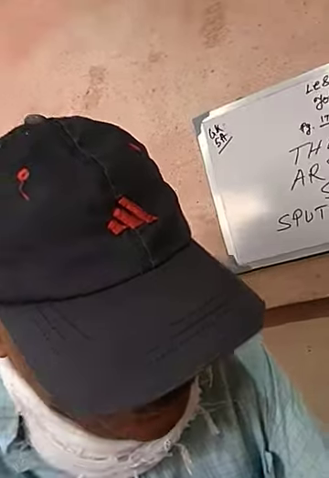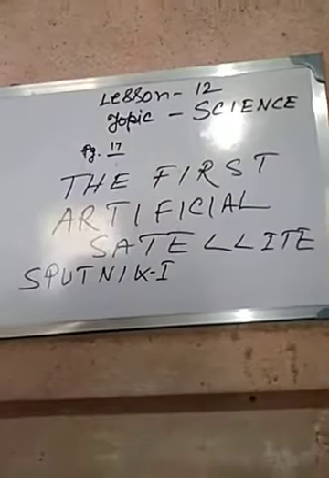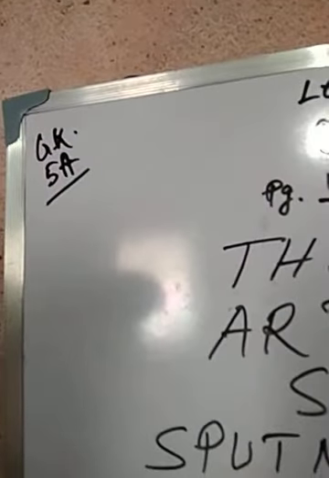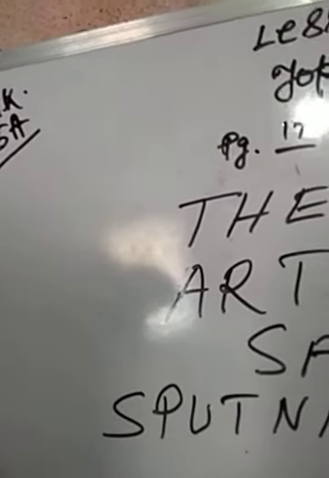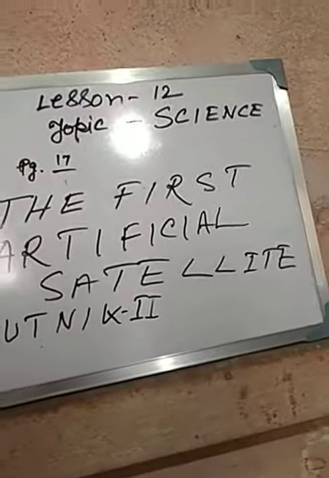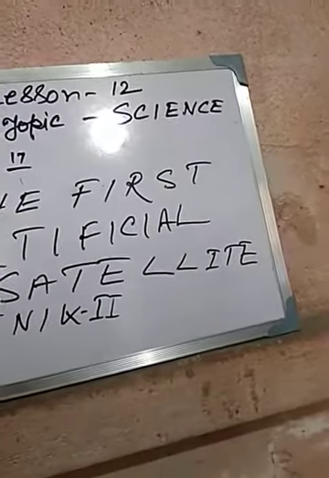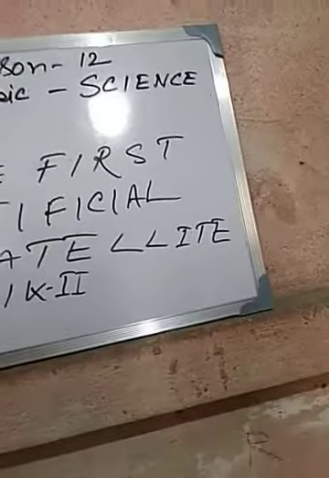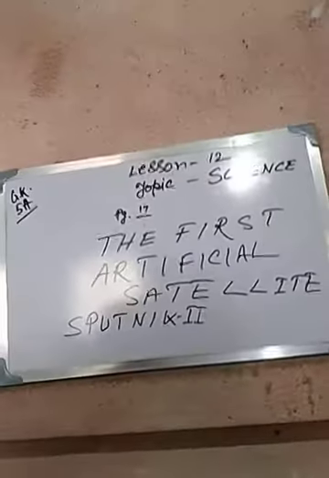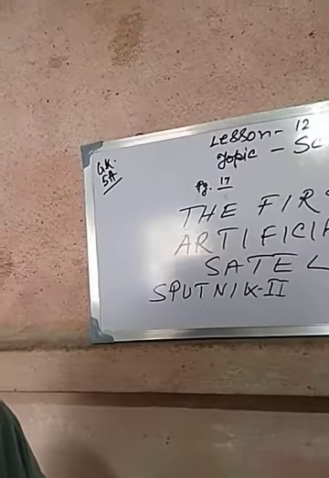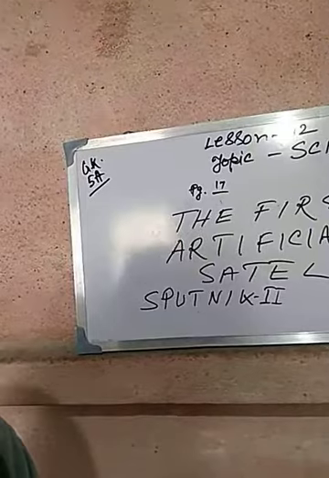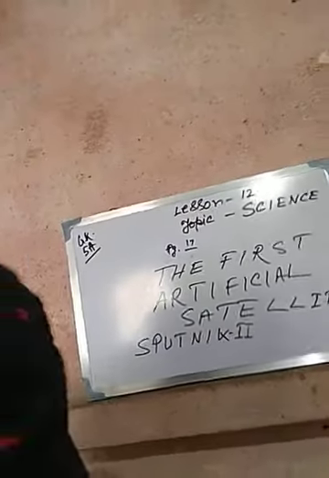And next point, another satellite called Sputnik 2. What is Sputnik 2? Another satellite called Sputnik 2, in the same year, carried the dog Laika. The Russian stamp above shows Laika and Sputnik 2.